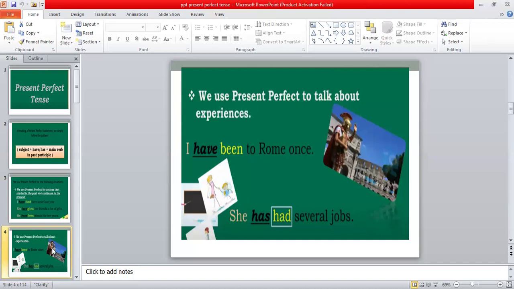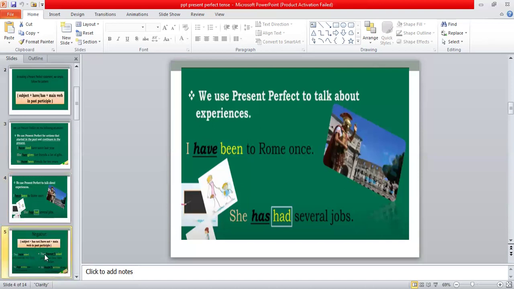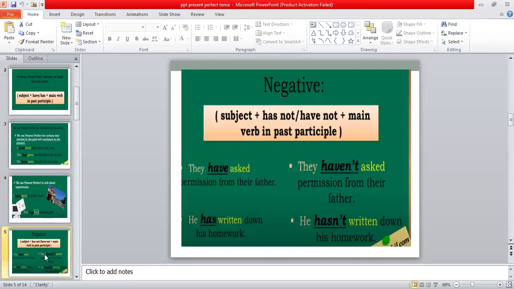So, in this way, we have the subject, which is she. Then we have the helping verb, which is has. And had is the third form of the verb. Had is the third form of has. So, in this way, we have constructed a sentence with present perfect tense. If we want to make a negative sentence, then we will use has not or have not plus the third form of the verb.